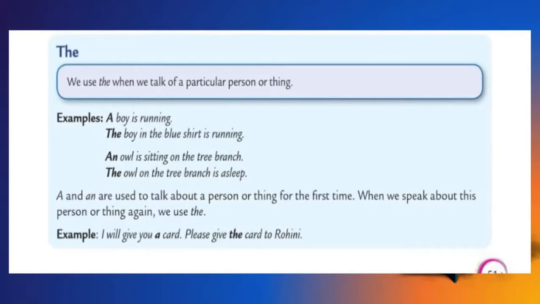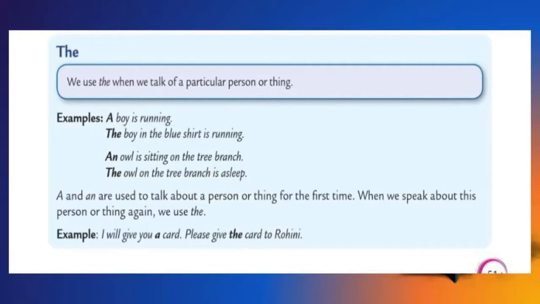Because O is a vowel, that's why we used article an. In the second line, we are speaking about the same owl again. That's why we used article the. One more example is there. I will give you a card. Please give the card to Rohini.